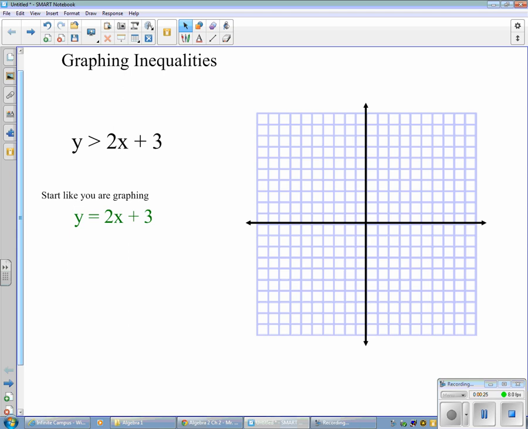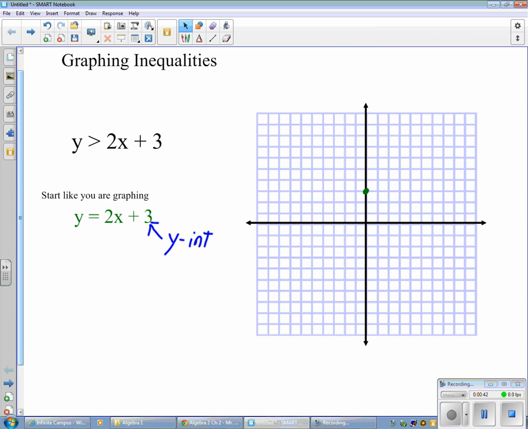Well, remember, this last number is your y-intercept. So I'm going to start by placing a point at plus 3 up the y-axis. So 1, 2, 3, right up here.